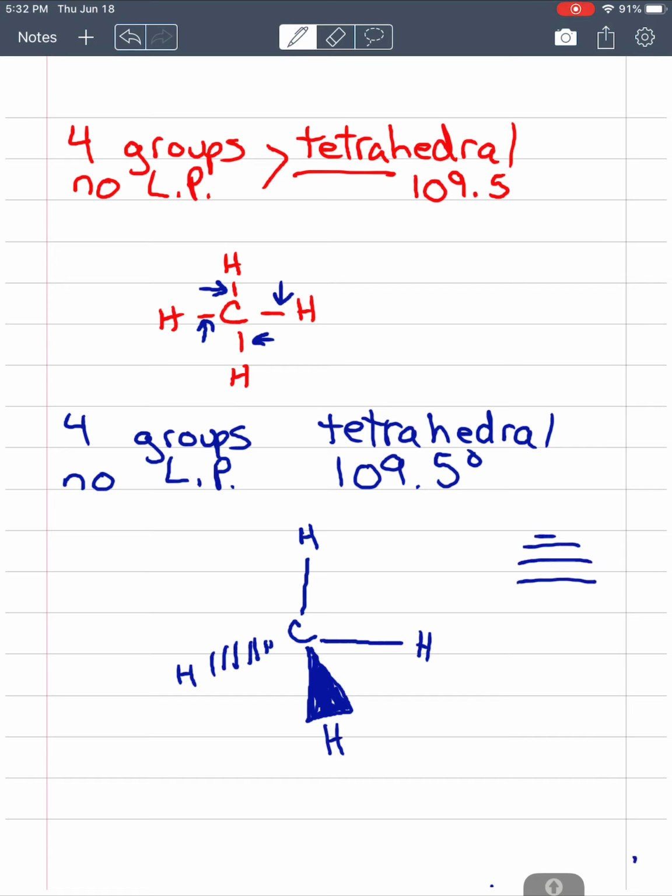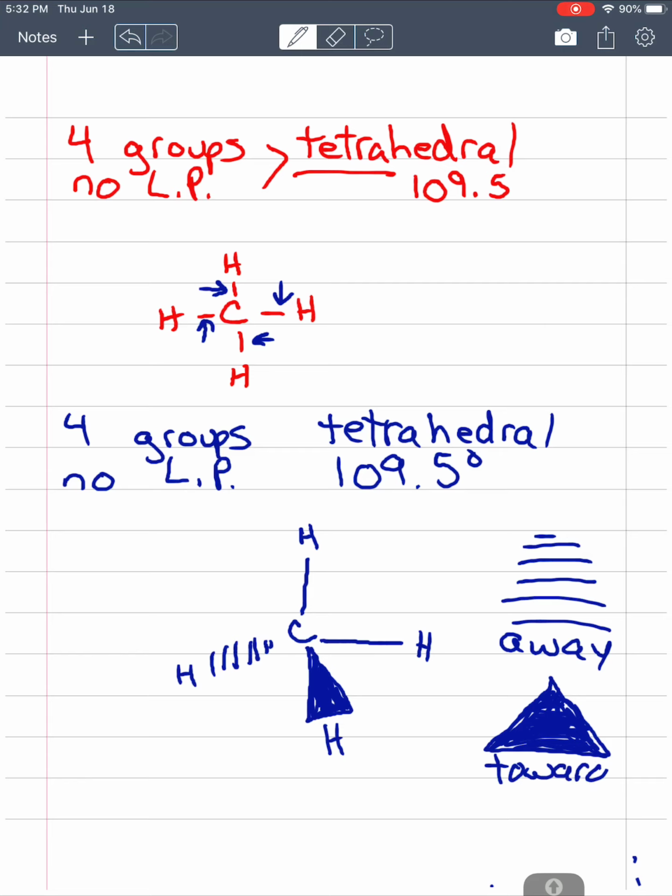Note that the ones that look like this, they're imitating something that's harder to see. It's harder to see because it goes away from you. And then when you see this one, it's easier to see. It's completely filled in. You get the idea. That's coming toward you. And a straight line means in the plane of the page.